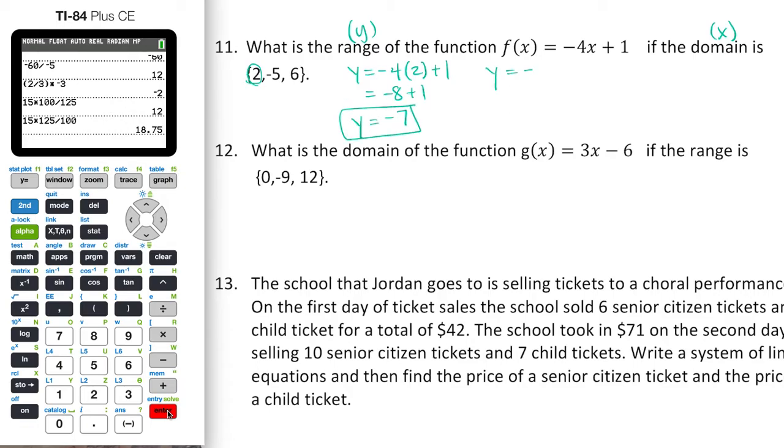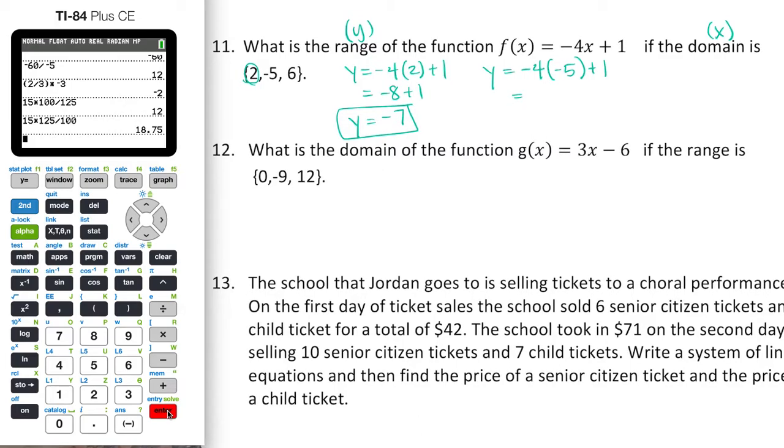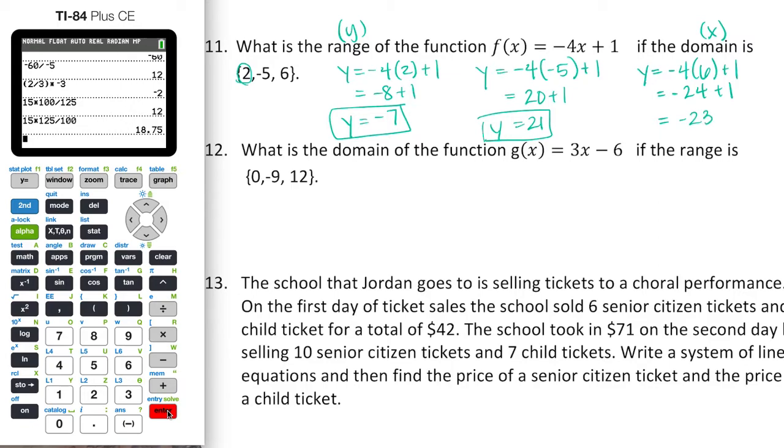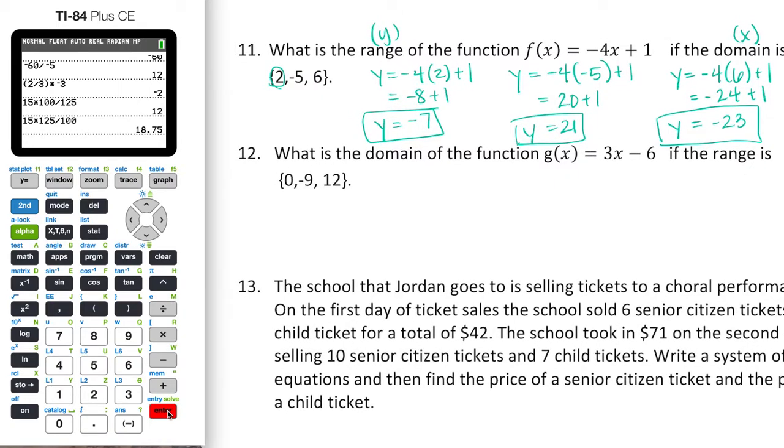The next one, we're going to have -4 times -5 plus 1. Negative times negative is a positive. 4 times 5 is 20 plus 1. So y equals 21. And our last one, y equals -4 times 6 plus 1. -4 times 6 is -24. So that's going to give us -23. So our three answers are going to be -7, 21, and -23.